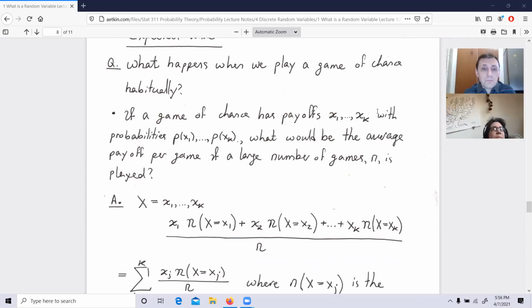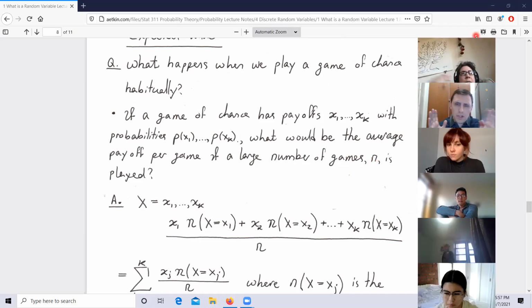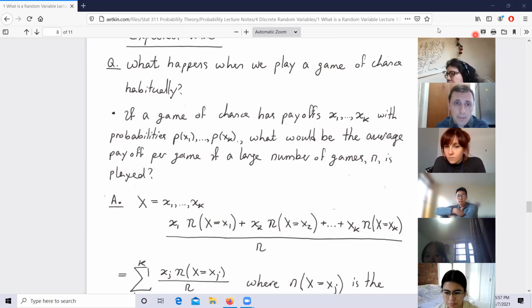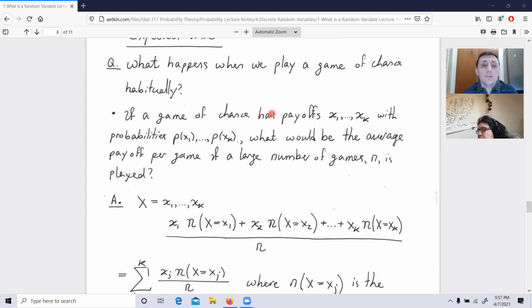Now, what happens if you played a large number of games, n number of games, where n is huge? And huge is a very, very relative term. We're going to see interesting paradoxes. Huge just means bigger and bigger and bigger. What will I see happening? So this is what will happen.